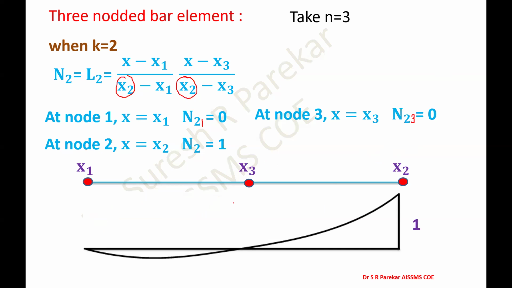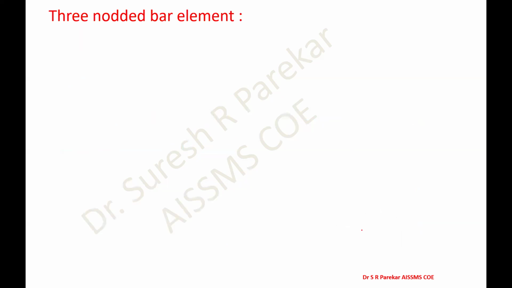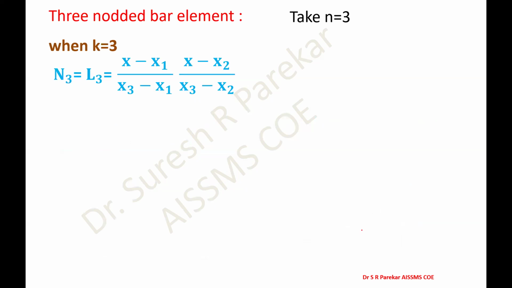Now if I write the equation: at node 1, x is x1, so x1 minus x1 becomes 0. Then at node 3, if I put x as x3, the second term becomes 0. And therefore at node 2 we have x2 minus x1, same denominator, x2 minus x3, same, and therefore this value we are going to get as 1. Here we have minus, here we have plus, that you can see. Then we have the variation of N2. Then we have the third, that is when k is 3, we have the value in this fashion.